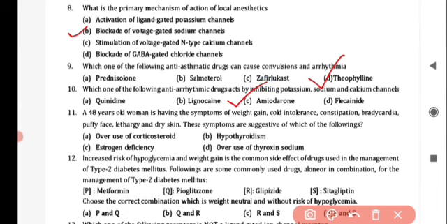Next question is, a 48 years old woman is having the symptoms of weight gain, cold intolerance, constipation, bradycardia, puffy face, lethargy, and dry skin. These symptoms are suggestive of which of the following? And the correct answer is option B, hypothyroidism.